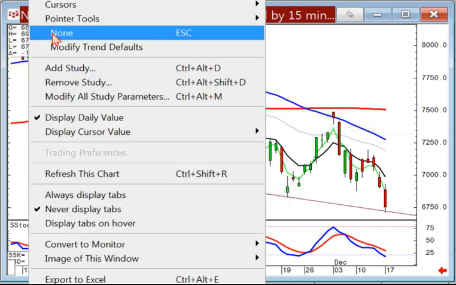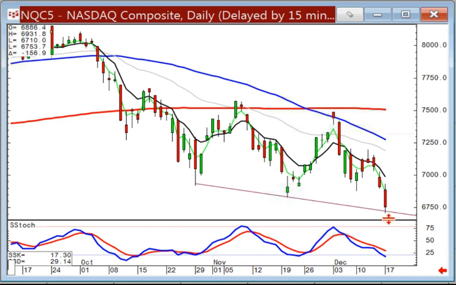Now, that doesn't mean that they couldn't open here and close up here. That would be more confirmation that this was a support level. But I'll get to the shorts here in a little bit, let me get to that.